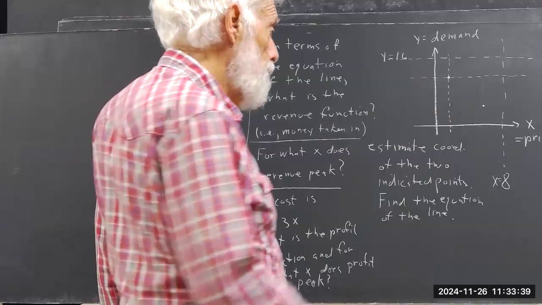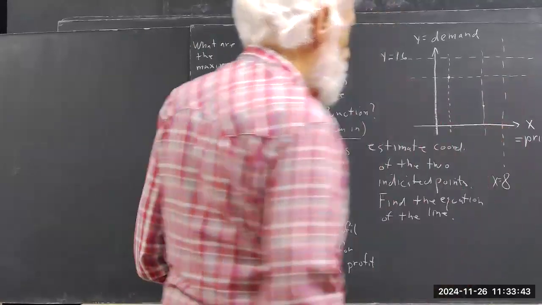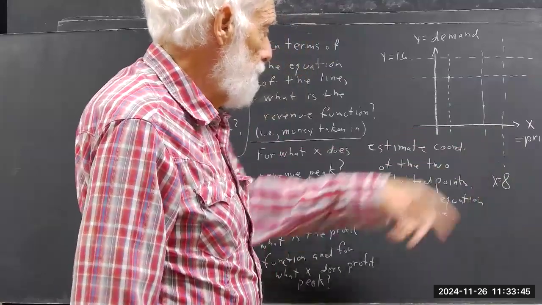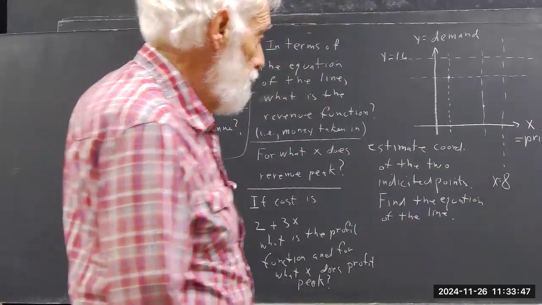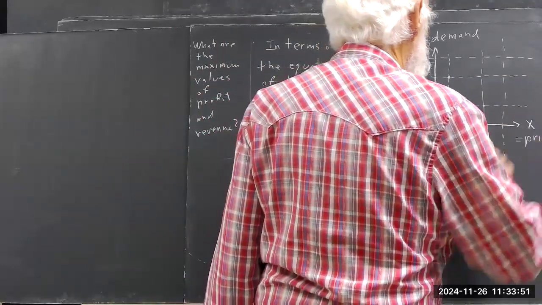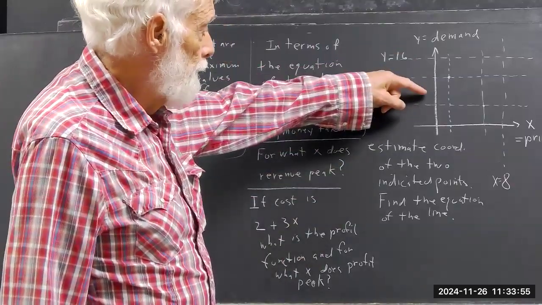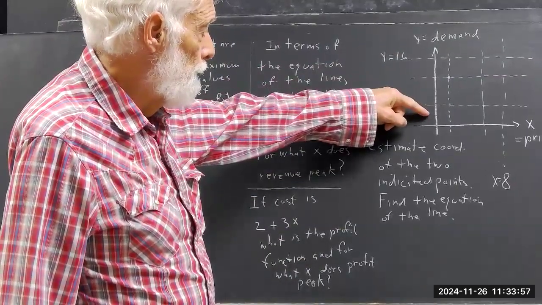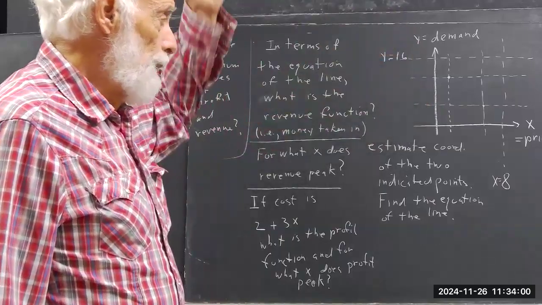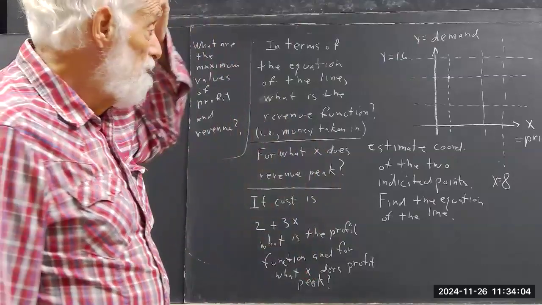Okay. Now, if we have this price, what's that price? Well, if this is 8, that might be somewhere close to 6. And what's our demand? Well, that's 16, 8 would be about here, 4 would be about here. Looks like the demand might be about 6. Okay, maybe.